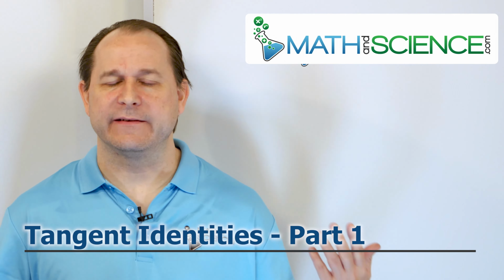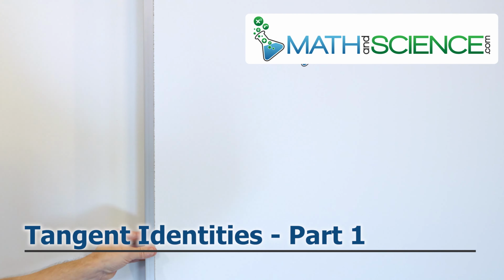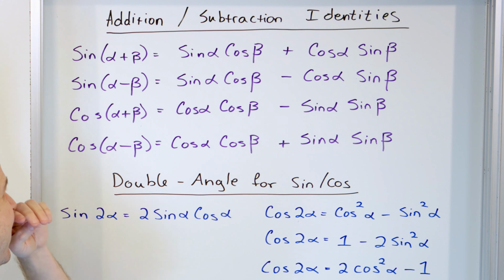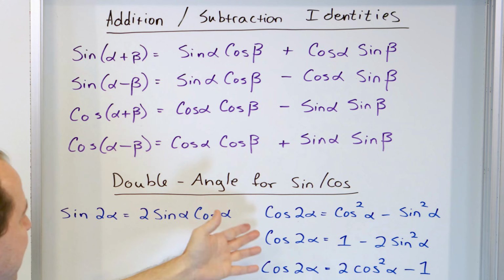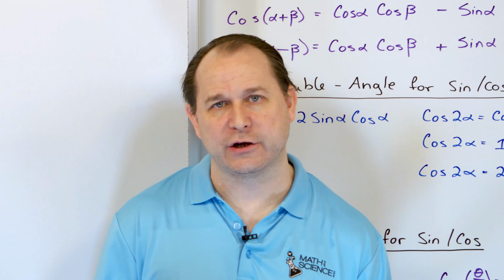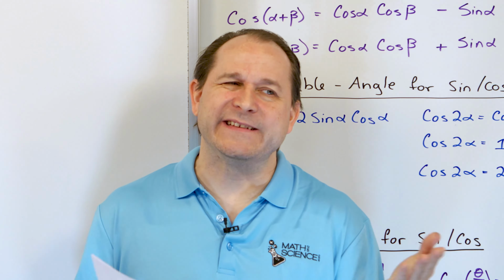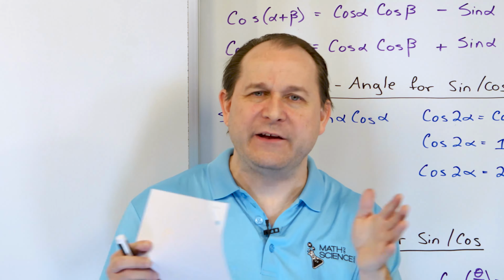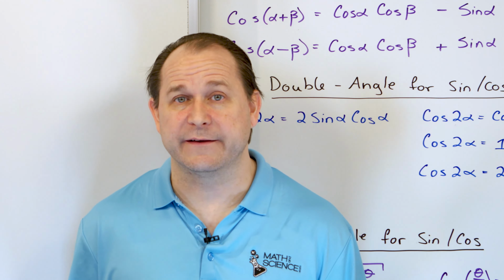So in the last several lessons, we have dealt with all of these identities that we have been using on this board. We've had the addition, subtraction identities, the double angle identities, and the half angle identities. But these were all identities for sine and cosine. Because when you think about it, sine and cosine are really the same function, just shifted with a phase shift along the x-axis like we've discussed in the past.